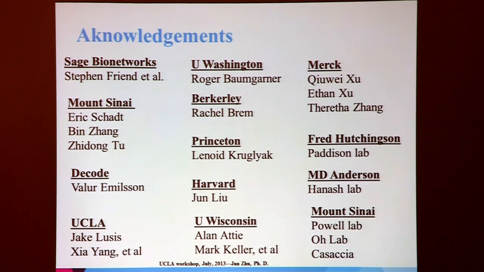The next topic I will give is how to use this network, or a general Bayesian network form, to construct a biological network. This one I have to thank a lot of people. It's a collaboration, including Stephen Friend, who used to be at Merck and Sage, and who gave a lot of support. We have colleagues at Mount Sinai, some from Rosetta, Eric Schadt, and Bin is here, and Jun Zhu.